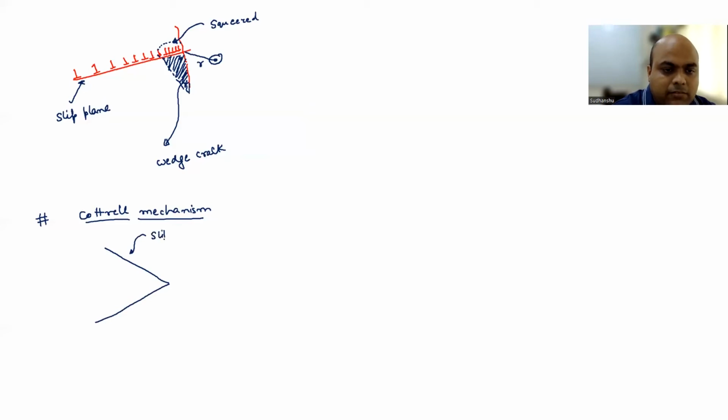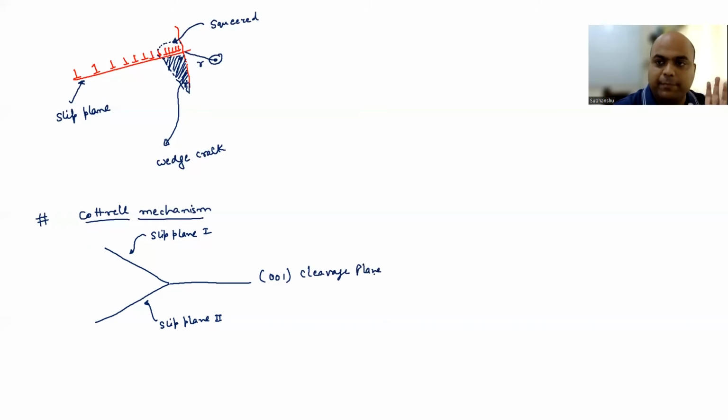If you remember, you had these slip planes, slip plane 1, slip plane 2, and then you have another plane, say this is the 001 plane, which is the cleavage plane. So it is not a slip plane in an FCC crystal. So you are going to have dislocations.